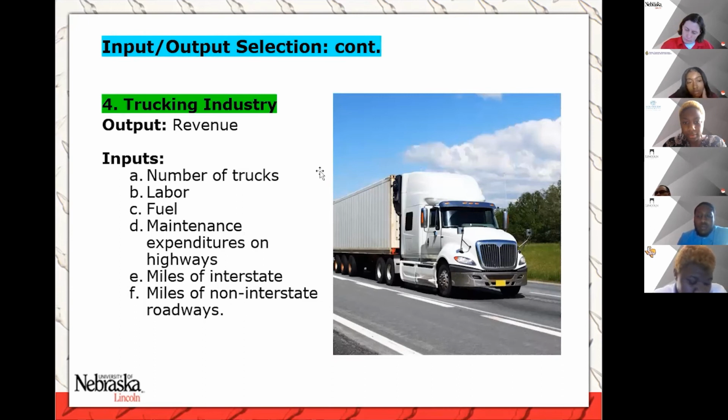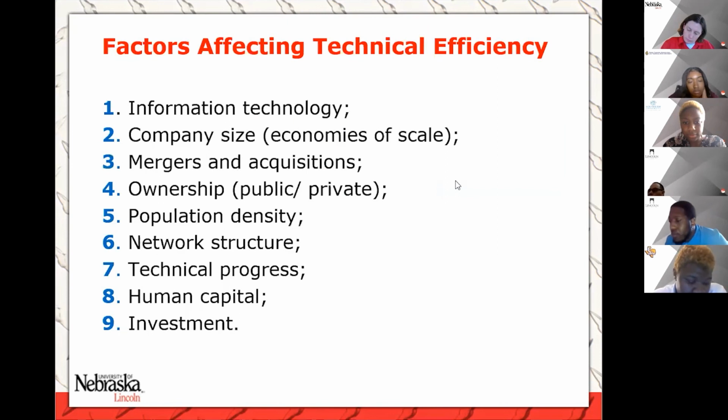Now finally, let's look at the factors affecting technical efficiency. We have information technology, of course, and then company size. Why company size? Because the bigger the company, the more it leads to economies of scale. Remember, guys, the more you produce, the less the average cost gets. Then mergers and acquisitions. Why mergers and acquisitions? Because usually mergers and acquisitions lead to economies of scope or scale. And economies of scale and scope lead to cost efficiency.